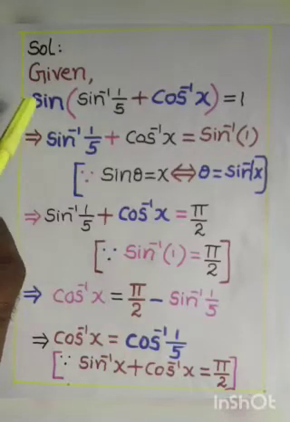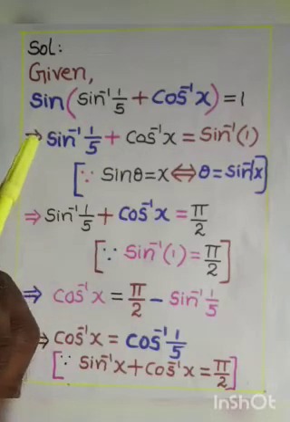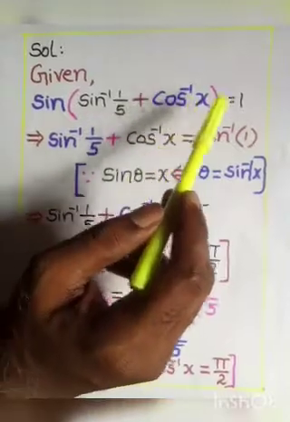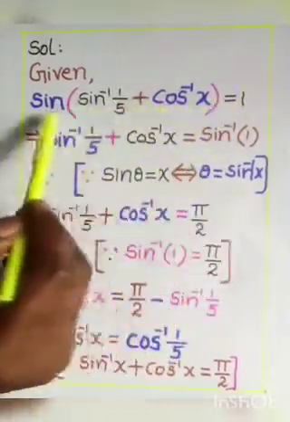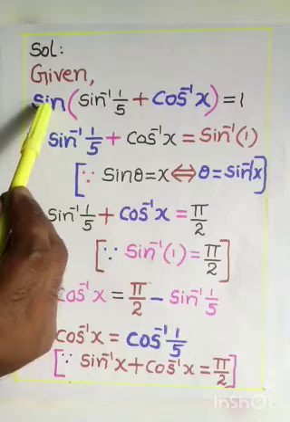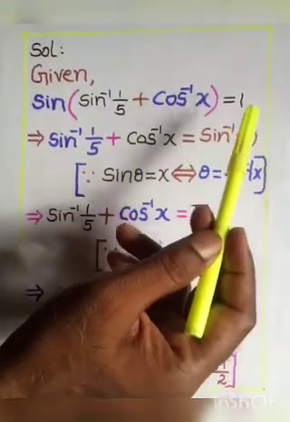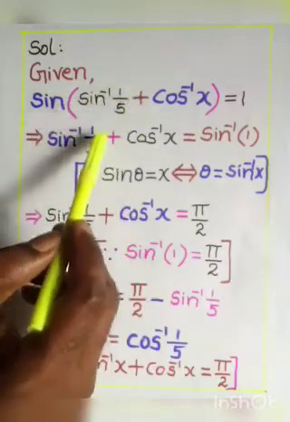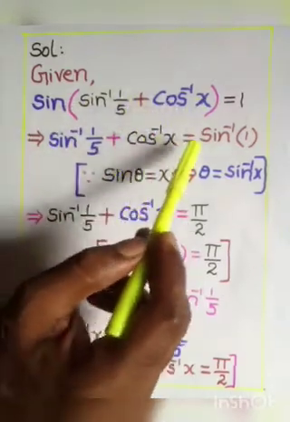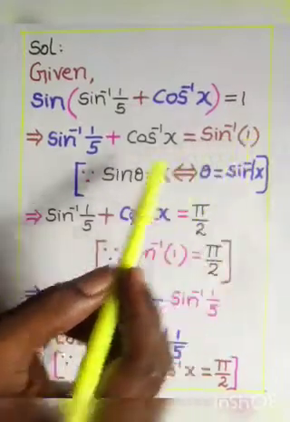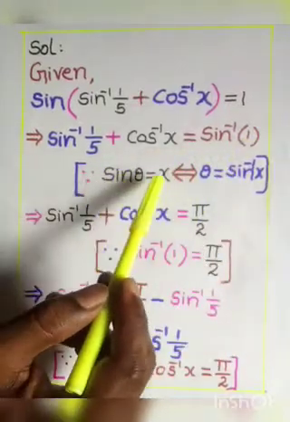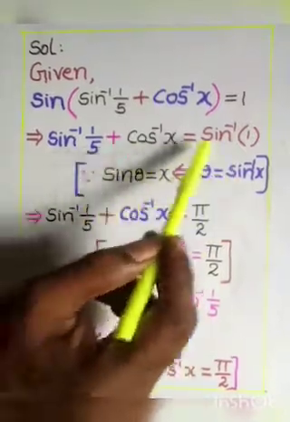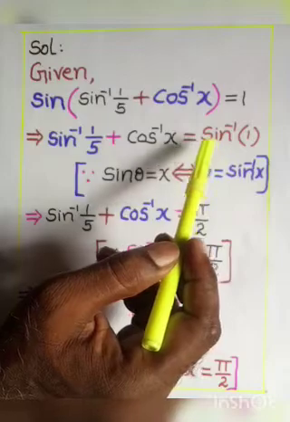Now let us write the given equation. What is the given equation? Sin inverse 1 by 5 plus cos inverse x is equal to 1. This is the given equation. Now if you send this sin into the RHS, it becomes sin inverse. So sin inverse 1 by 5 plus cos inverse x is equal to sin inverse 1, because sin theta is equal to x implies theta is equal to sin inverse x. By using this result, I wrote this step. Understood this step, my dear children?